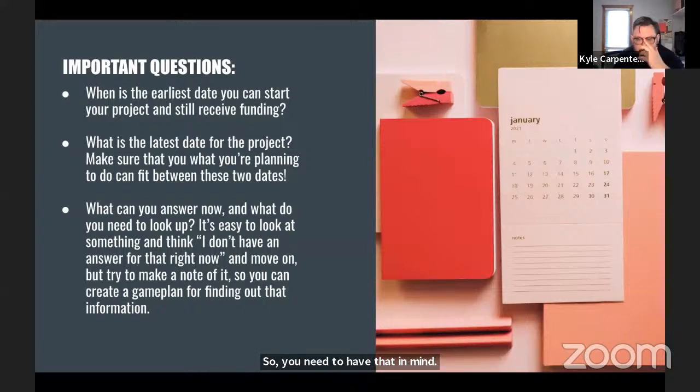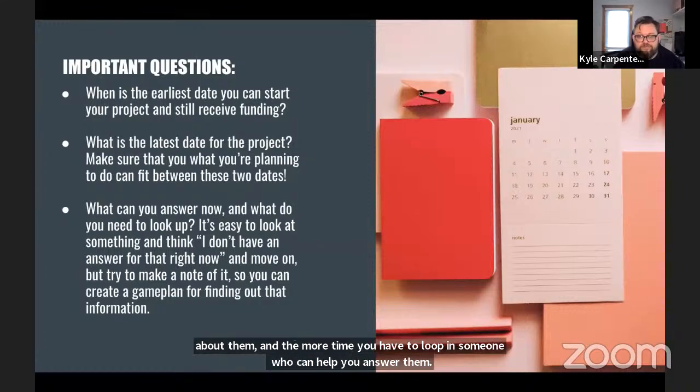And the other thing is, take a look and figure out, what do I already have answers for, or what am I reasonably confident I can respond to? What do I actually need to think about? What do I need to reach out to other people to find out? Again, you don't need to have every answer right away, but the earlier you can get those more open questions in your head, the more time you can start thinking about them, and the more time you have to loop in someone who can help you answer them. Next slide, please.